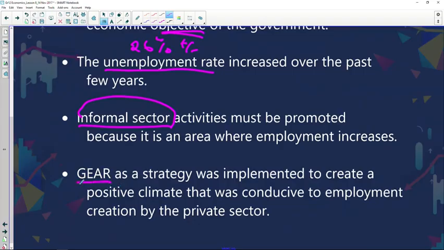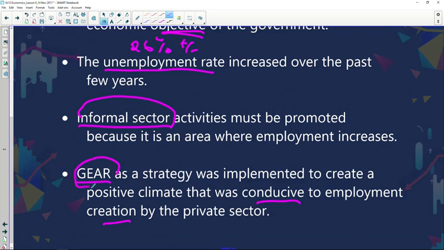Just before the ad break, we were looking at the informal sector and the employment opportunities that are brought by that particular sector. So we're going to continue with our lesson, and now we are going to move on to our next point. So we're looking at the Gr12 strategy, which was implemented to create a positive climate that would be conducive to employment creation by the private sector.